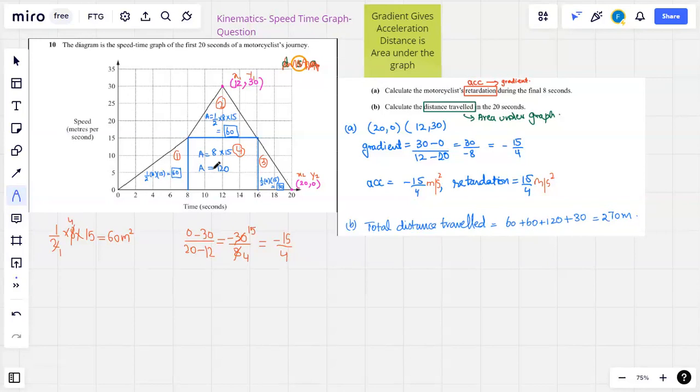What about the area of this rectangle? The base of the rectangle is 16 minus 8, 8. And the height is 15. So 15 multiplied by 8 will give me 120. Now I have the areas. Now I will add them all to get the total area. 60 plus 60 is 120. 120 and 120 is 240. And 240 plus 30 will give me 270 meters, which is the total travel distance by the motorcyclist.